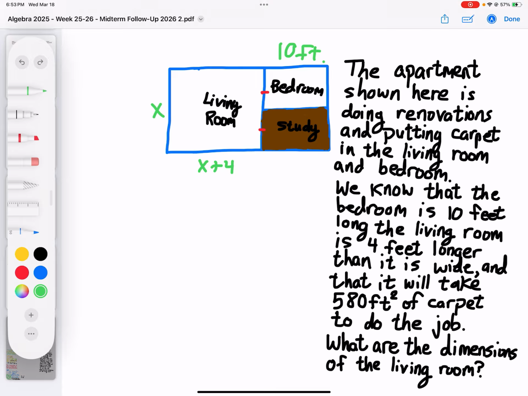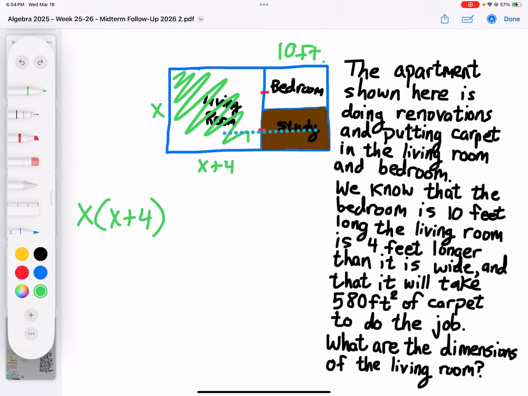Okay, so way number one, maybe the only way, who knows? I've got to carpet this entire area. Well, how much is that area? It is the length times the width. So x times x plus 4. That area is the area of the living room.